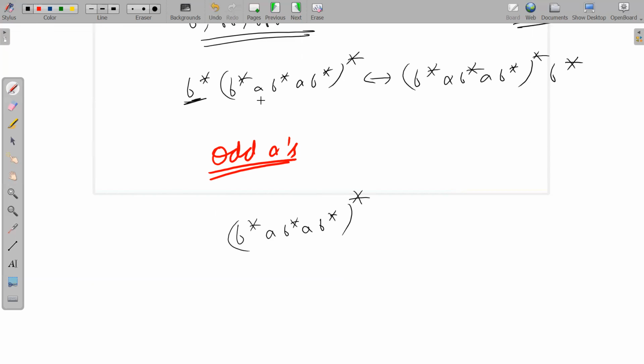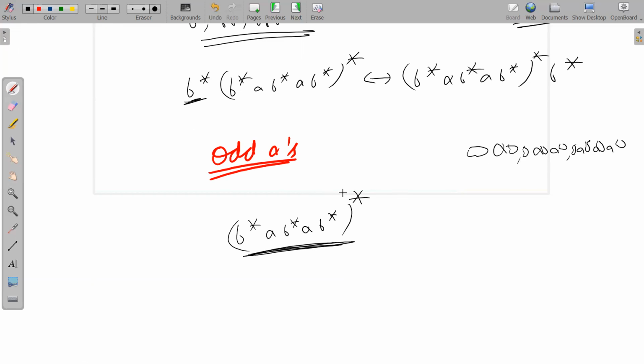Or B star also you have to apply, but forget about it for some time. Because B star we are keeping so that we can keep a single B, double B, triple B, and so on. But we do not want B, double B, triple B and so on in odd number of A's, because odd number of A's means single A, double A, triple A, and so on. So you can keep any number of B's here, here, here, in between. In triple A, you can keep any number of B's and so on.